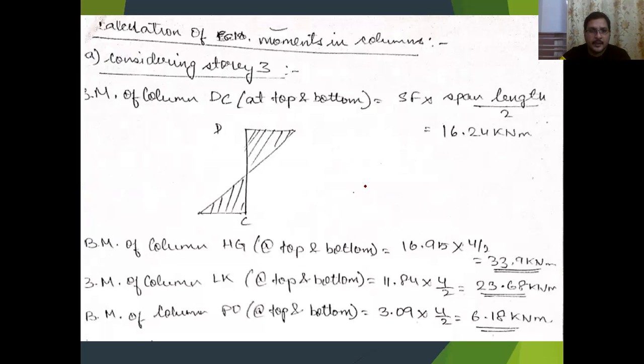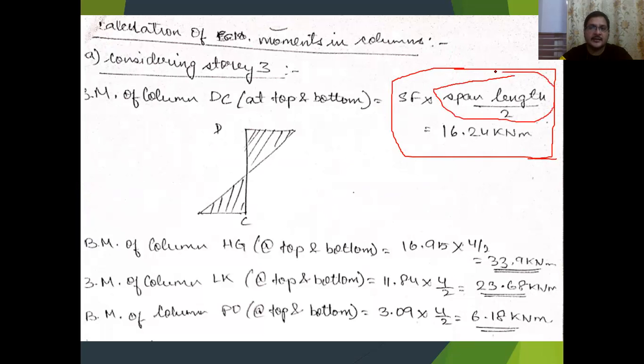And finally, after calculating the shear force in columns, we will calculate the bending moment. The formula is shear force multiplied with the span length divided by 2. Why is this? Because we are considering the shear force acting at the point of contraflexure. At every column, we idealize that the shear forces are acting at the midpoint, which is the point of contraflexure. Similarly, we are calculating the bending moment of all the columns.